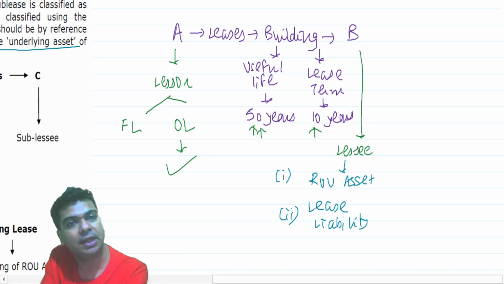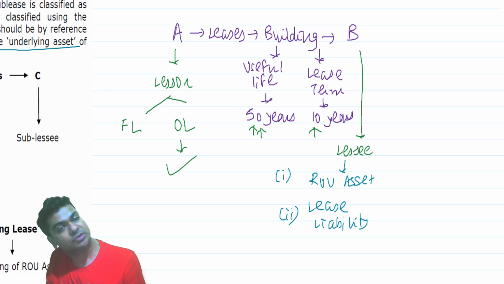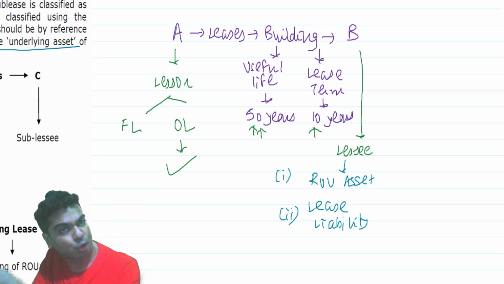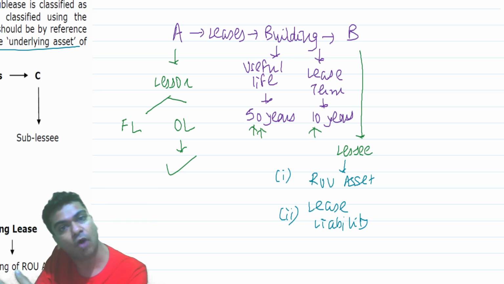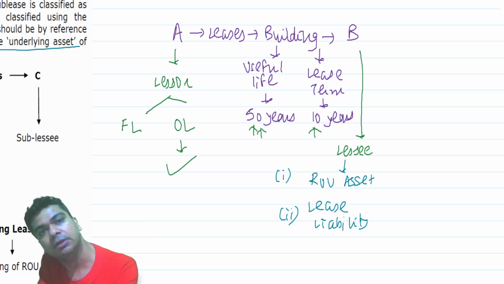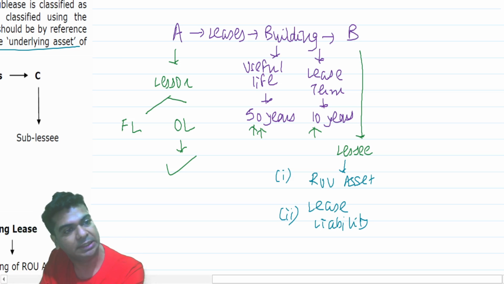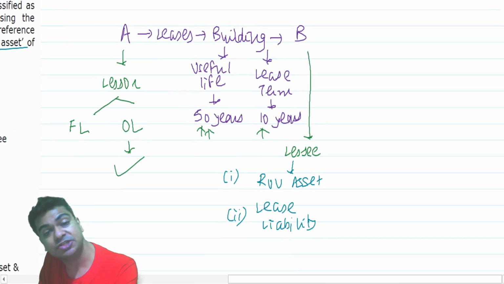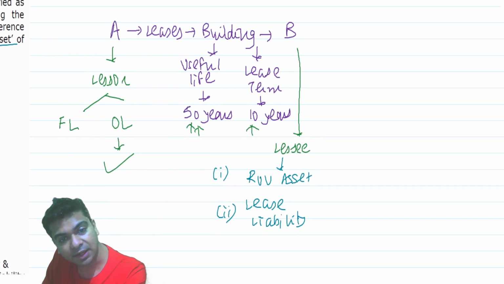You will measure the lease liability on the basis of the present value of the lease payments. So whatever understanding you have of Ind AS 116, you will follow that and carry out the accounting in the books of B. I hope you are comfortable till here. Okay.